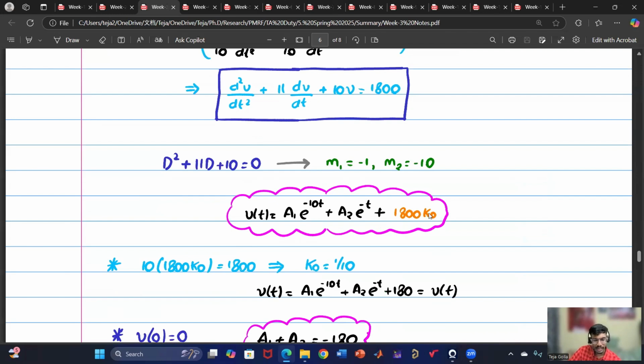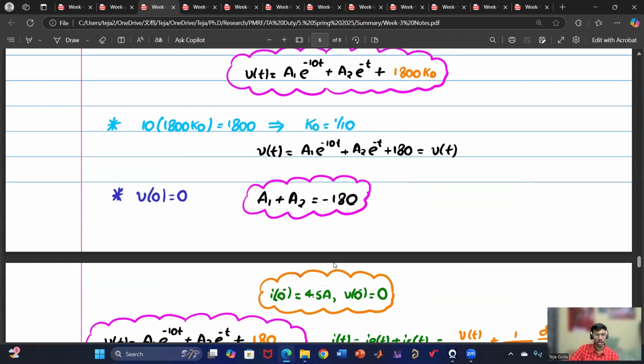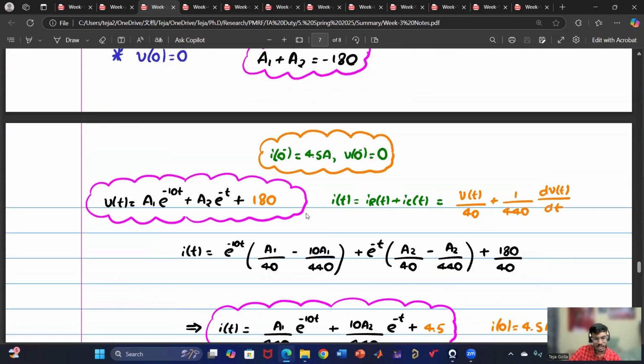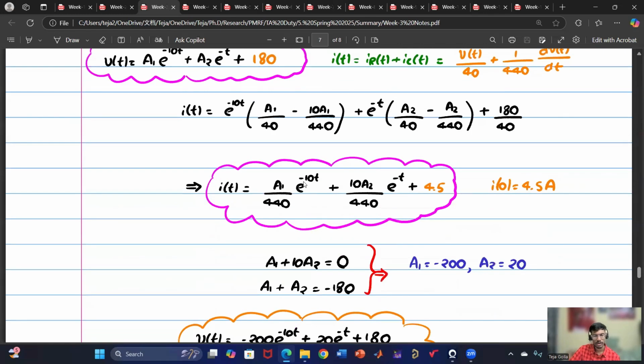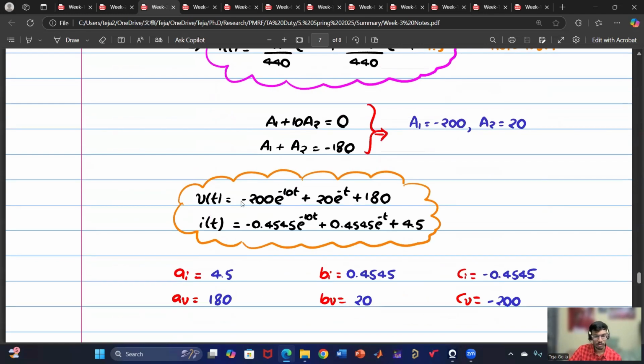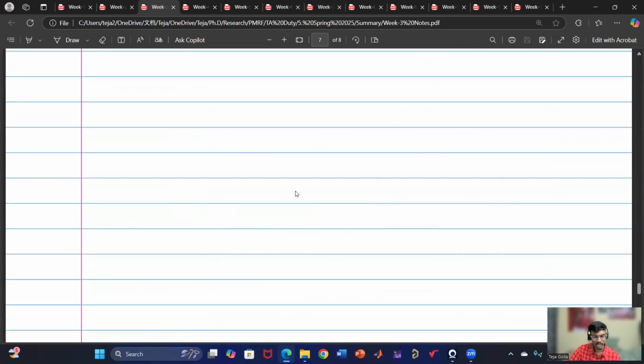Now for calculating K naught, substitute this in the original equation and solve for K naught. I have obtained K naught. Now use initial condition. So there are two unknowns. So I need two initial conditions. So V of 0 is given, I of 0 is also given. So using this, we have solved for A1, A2 and substitute back to get the overall expression. So I got I of t. Now you can calculate whatever V of t or I of t that they are asking in the question.